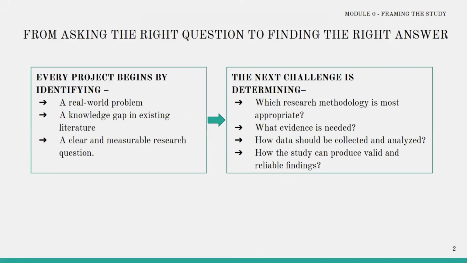So doing research is actually a journey. It begins from asking the right question and it ends by finding the right answer. Every research project begins by identifying three core things. We need to identify a real-world problem, a knowledge gap in the existing literature, and clear and measurable research questions. And after identifying these, the next challenges are to determine which research methodology is most appropriate, what evidence is needed, how the data should be collected and analyzed, and finally, how the study can produce valid and reliable findings.